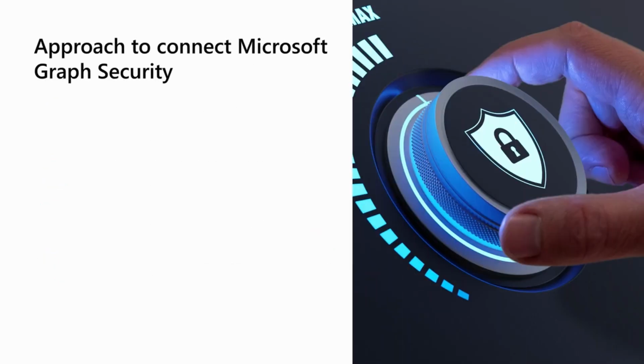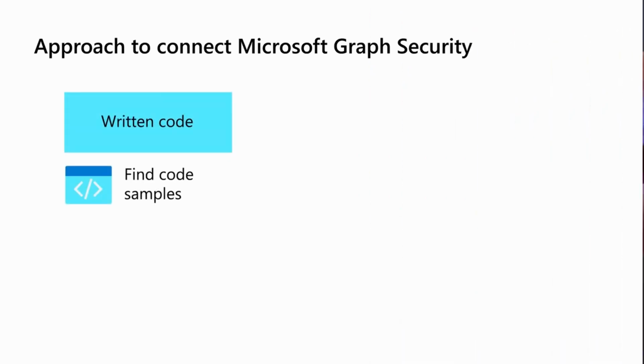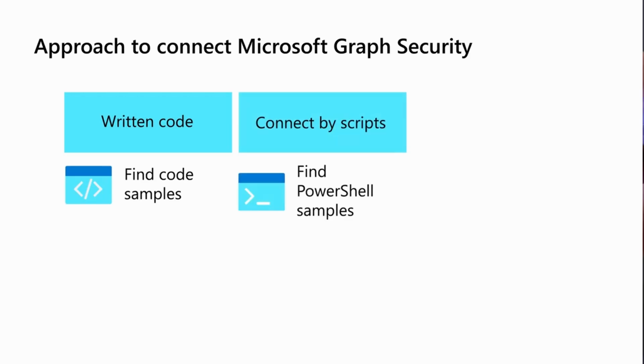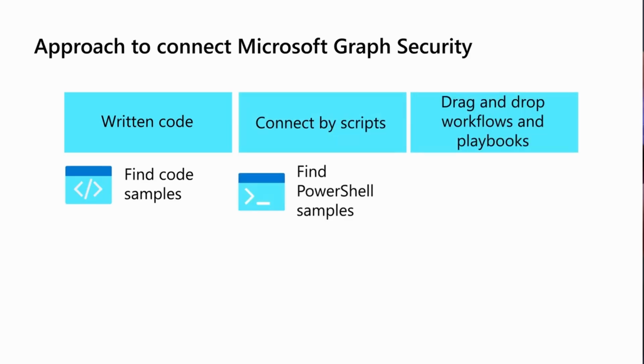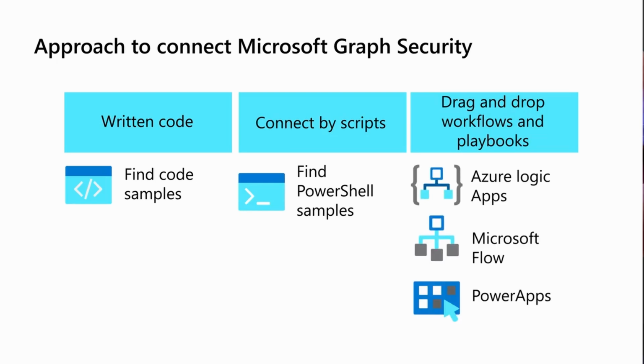Depending on your requirements, you can choose any approach to connect easily with Microsoft Graph Security. The written code will help you find code samples in Java and Node.js. You can connect using scripts to find PowerShell samples. Also, drag and drop into workflows and playbooks to use Microsoft Graph Security connectors for Azure Logic Apps, Microsoft Flow, and Power Apps.